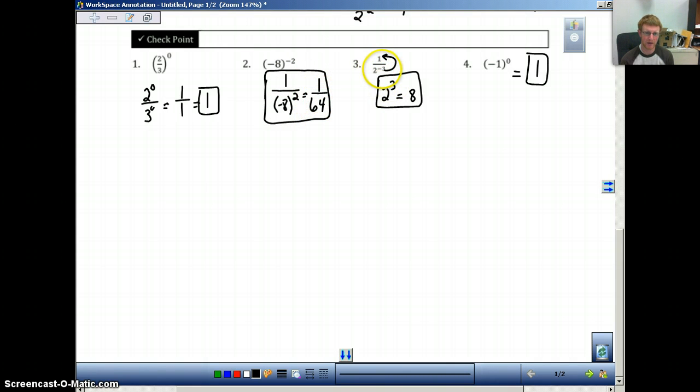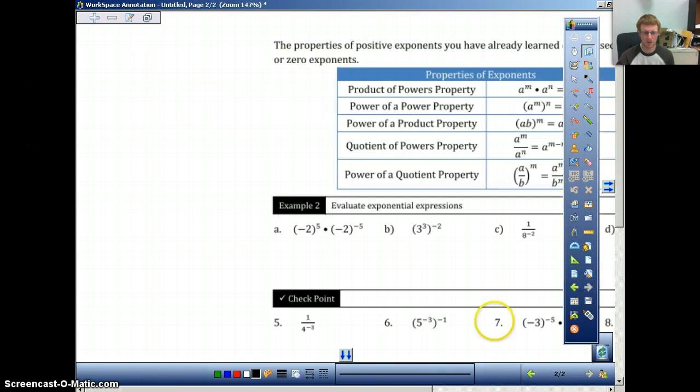This one, the 2 to the negative 3, was on the bottom. So we bring that up to the top and make the exponent positive. So we have 2 to the 3rd power is equal to 8. And then the last one, negative 1 to the 0 power. Anything to the 0 power, as long as this portion is not 0, is equal to 1. Okay, so hopefully that makes sense. Let's go on to the next page here.